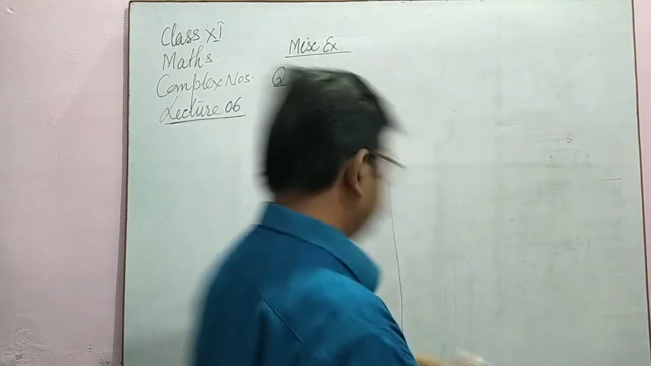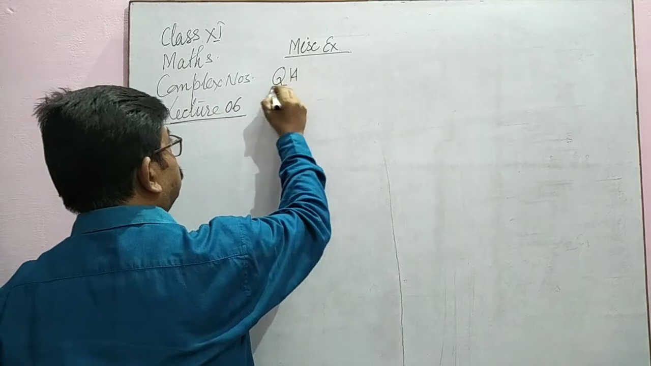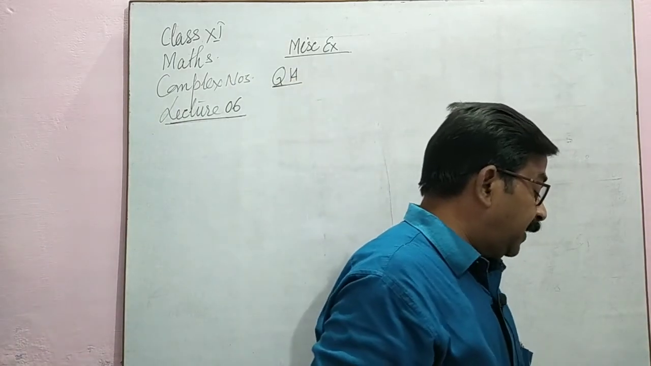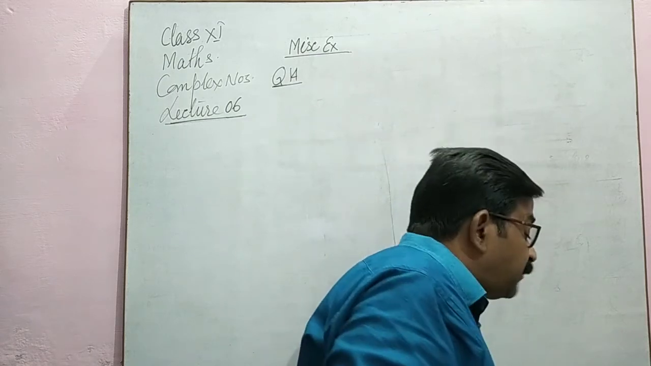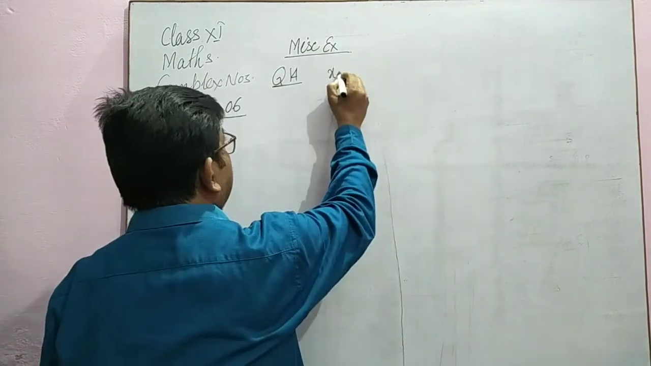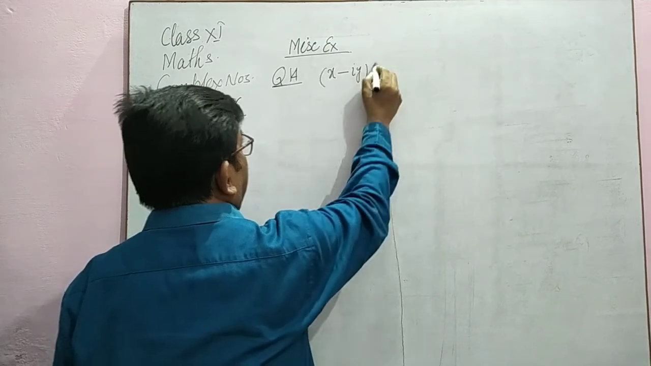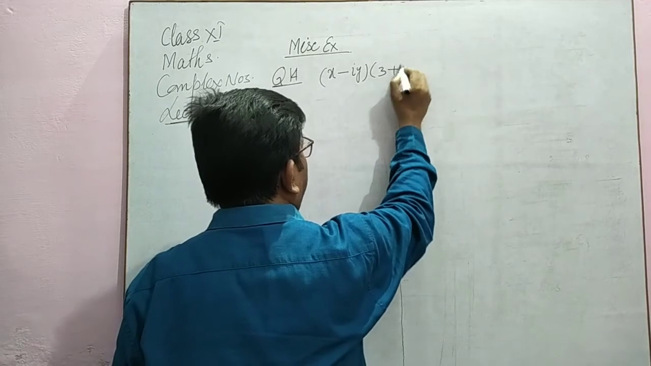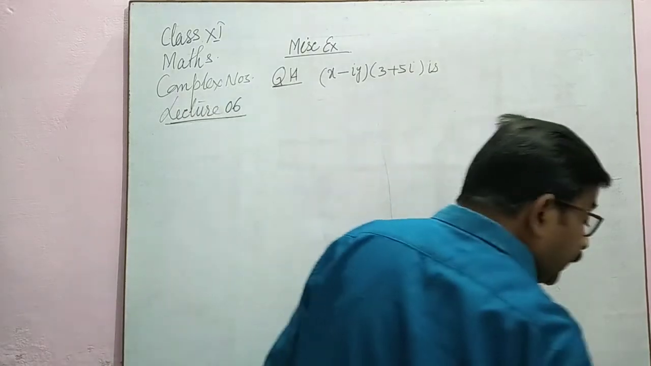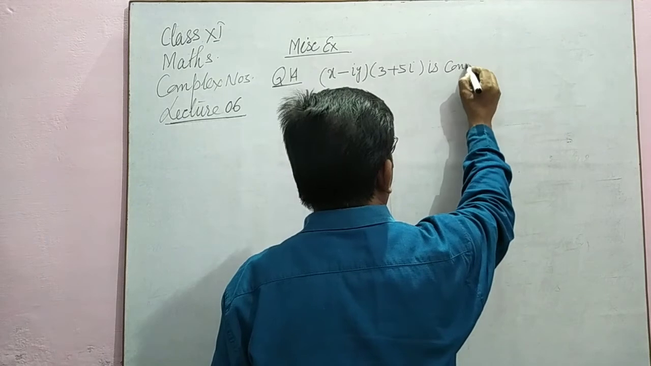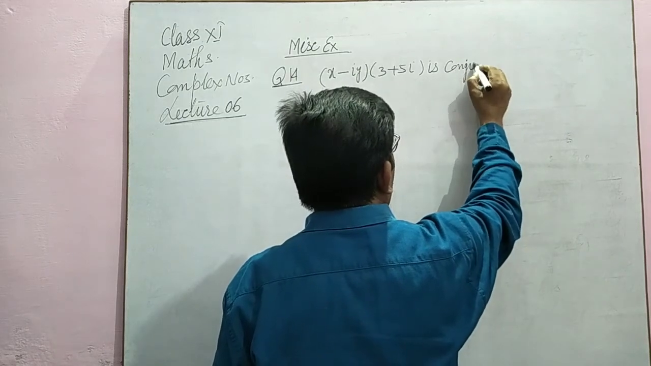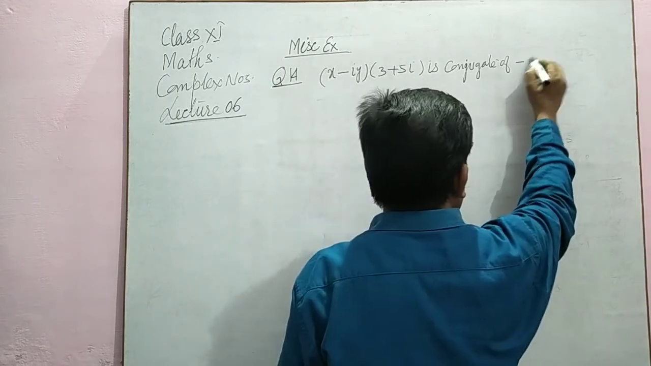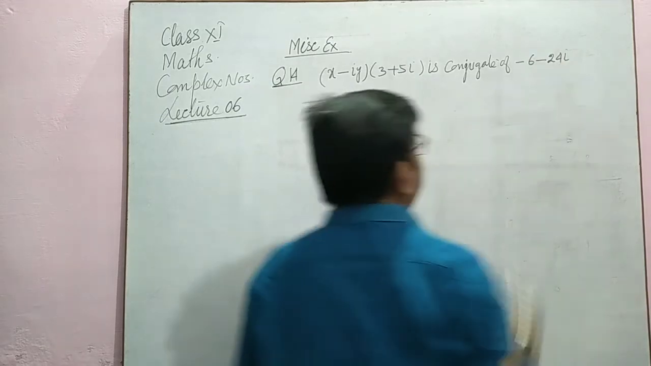Fourteenth question. The question is, find the real numbers x and y if (x minus iy) into (3 plus 5i) is the conjugate of minus 6 minus 24i. This one is the conjugate.